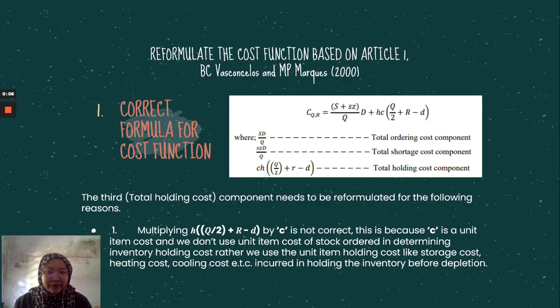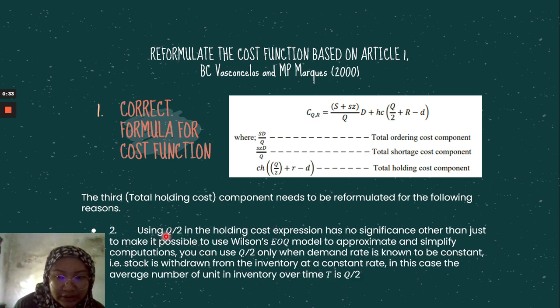Case study. First, what we do in the case study, we reformulate the cost function based on Article 1. As you can see in the total holding cost component, there is C. Multiplying C in this total holding cost component is not correct since C is a unit item cost, and we don't use unit item cost in determining inventory holding cost.